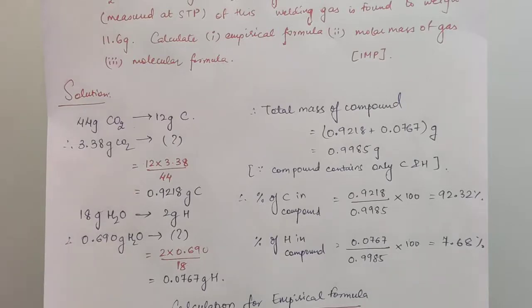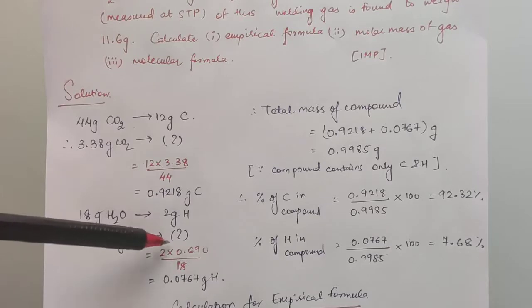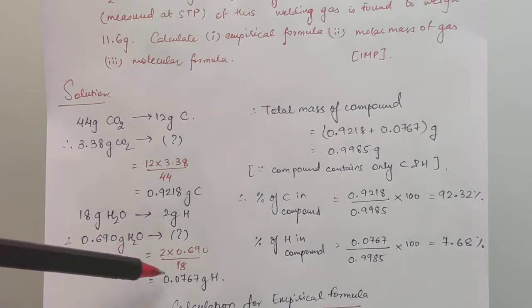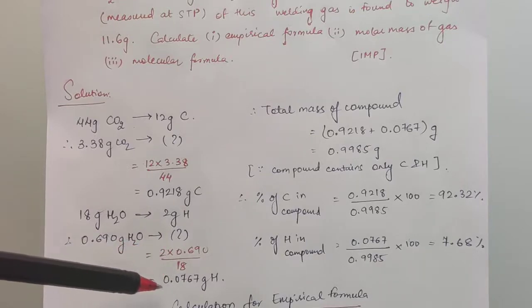Similarly, I have done it for hydrogen, students. Can you see? 18 gram of water will contain 2 gram of hydrogen. So 0.690 gram of water will contain how much? Again, simple unitary method, which is 2 into 0.690 divided by 18, which will come to 0.0767 gram of hydrogen.